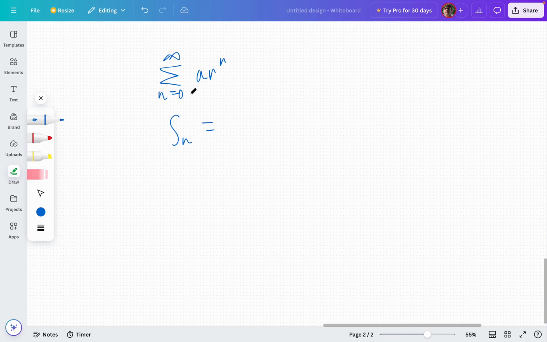S sub n would equal, let's plug in 0. Anything raised to the power of 0 is just 1. A multiplied by 1 is a, plus, then let's take 1, and this would be ar to the power of 1, plus ar squared, plus ar cubed, plus dot dot dot, plus the term before the last one and the last term, which would be just a sub n. Now let's enumerate each term.